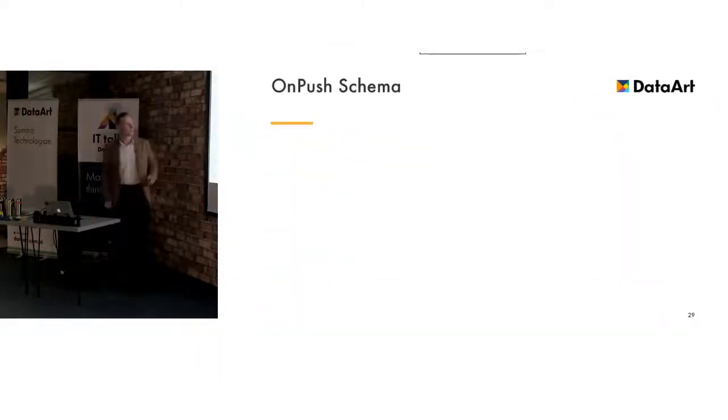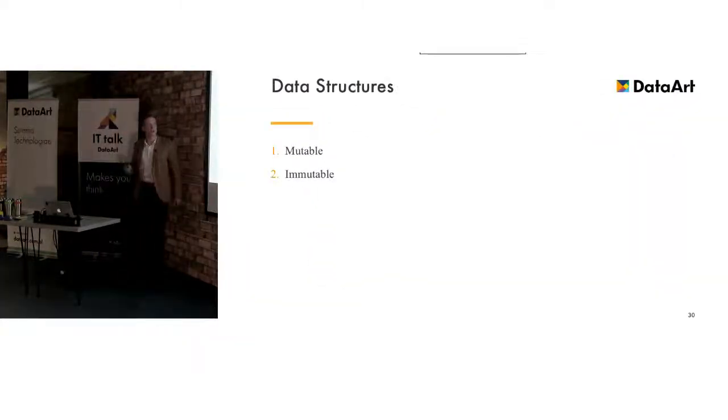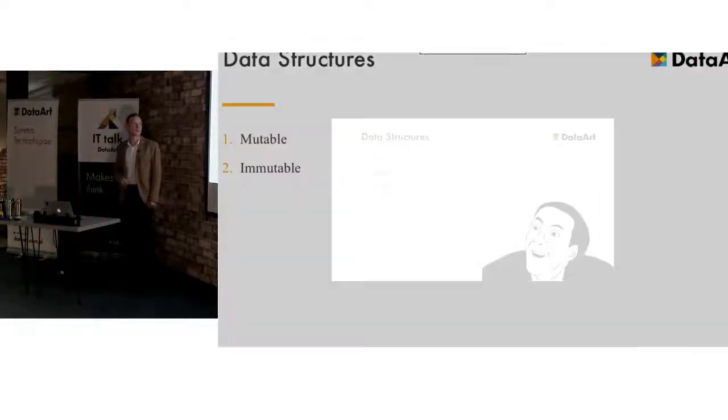So, onPush scheme. I'm sorry, I put it by mistake. So, data structures. It's easy. Mutable and immutable. Mutable data structures are all complicated data structures in JavaScript. If you can update some object, it's mutable. If you can push some value into an array, it's mutable. And it's what we need to avoid when we are using the onPush scheme. So we are interested in immutable values.